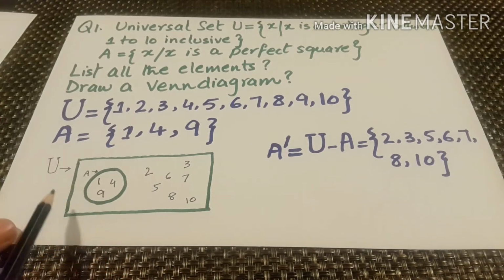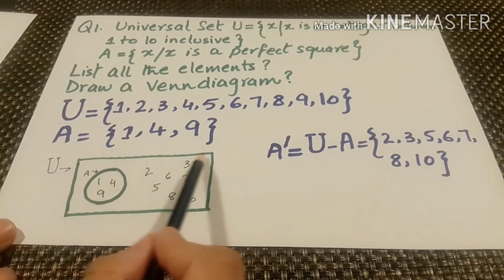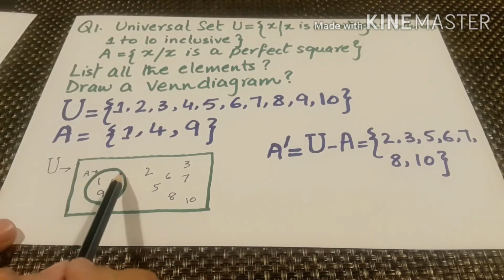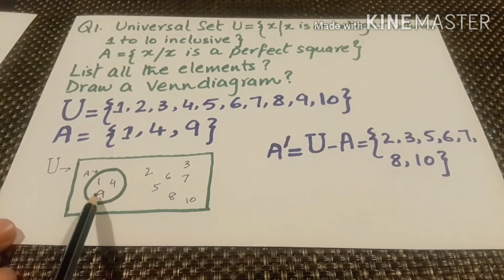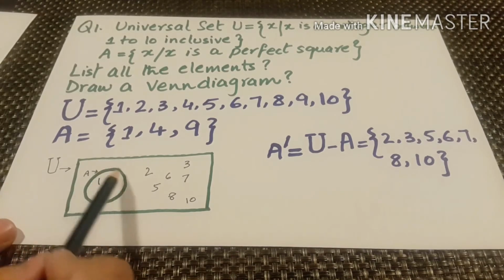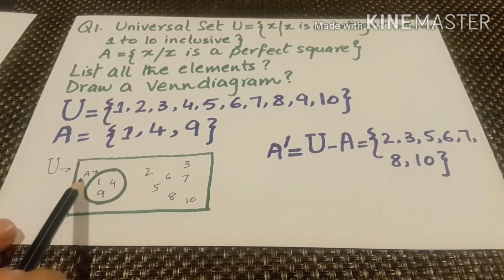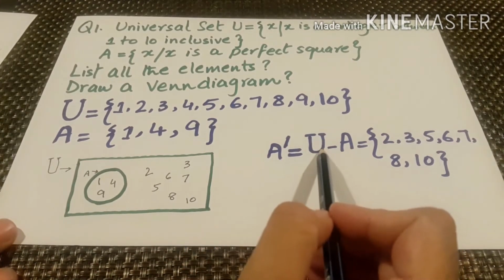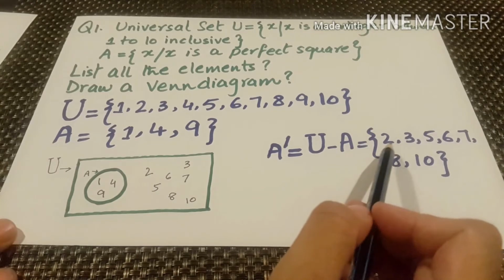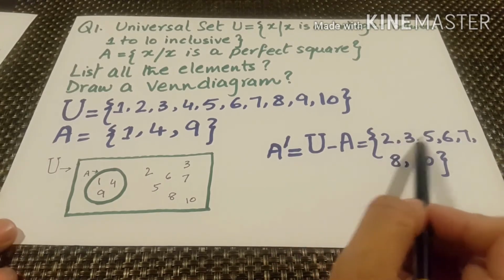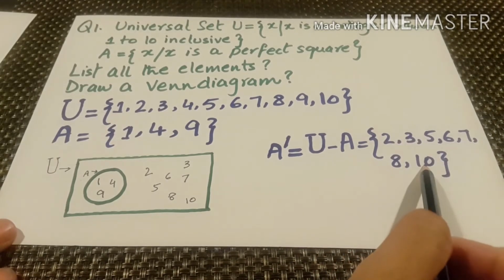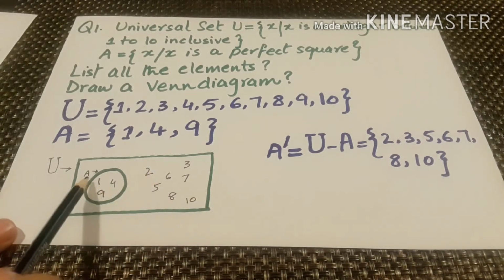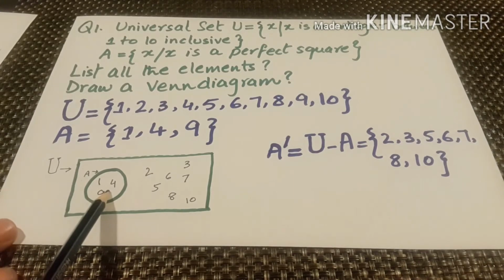Now we have to draw a Venn diagram. We draw this rectangle. This shows the universal set, whereas 1, 4, 9 in this circle shows set A. Now, A complement or universal set minus A is equal to 2, 3, 5, 6, 7, 8, 10. These are the elements that are outside set A.